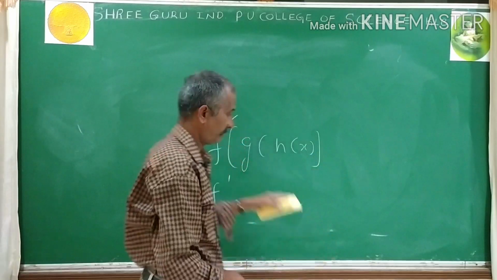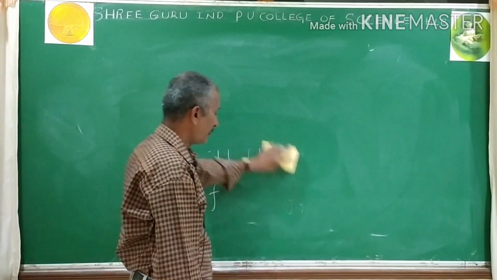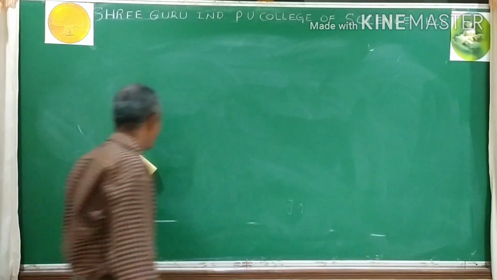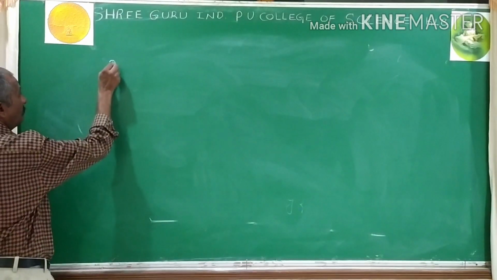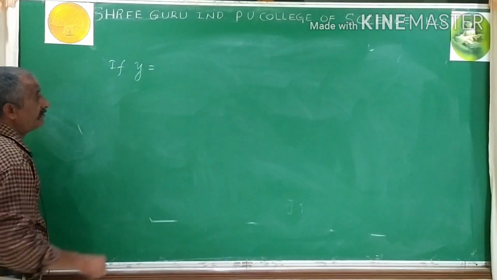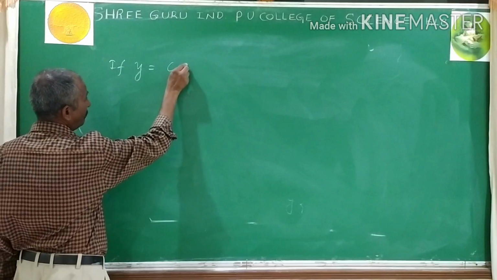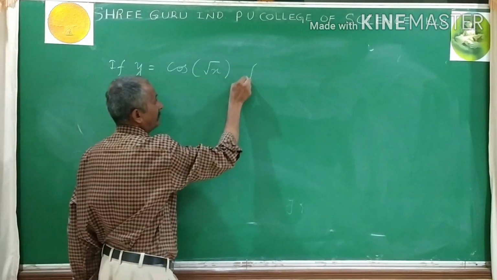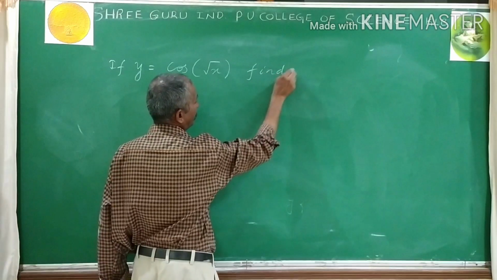The next problem concerns composite function differentiation. If y equals cos of root x, then find dy by dx.